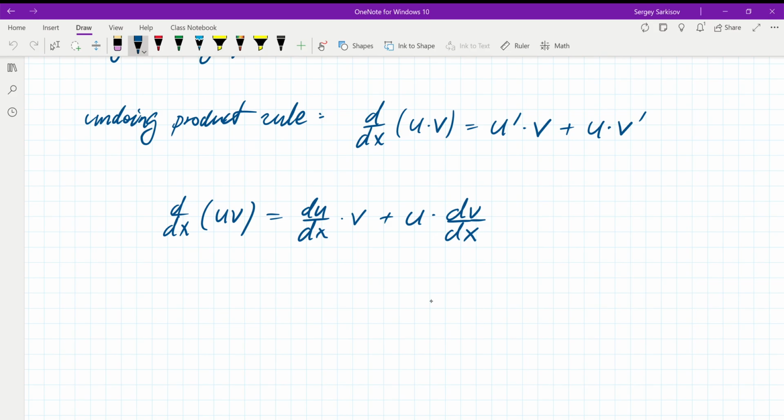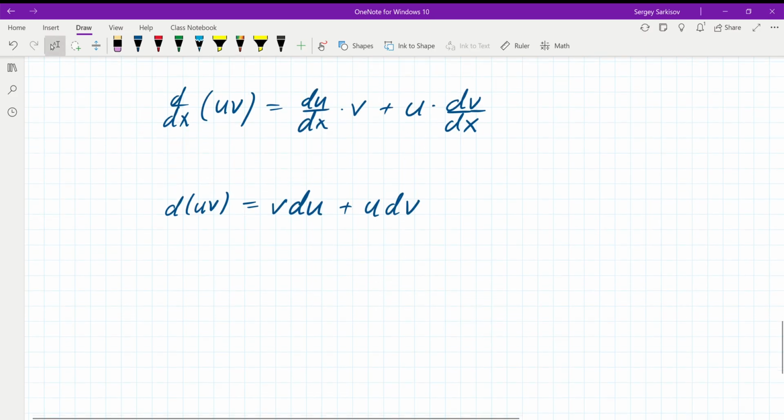Anyway, look, multiply everything by dx. So you have d of uv is equal to v du, I'm going to rewrite it in that order, plus u dv. The dx is canceled. And then if you integrate both sides, you get just uv on the left, equals the integral of v du, plus the integral of u dv.